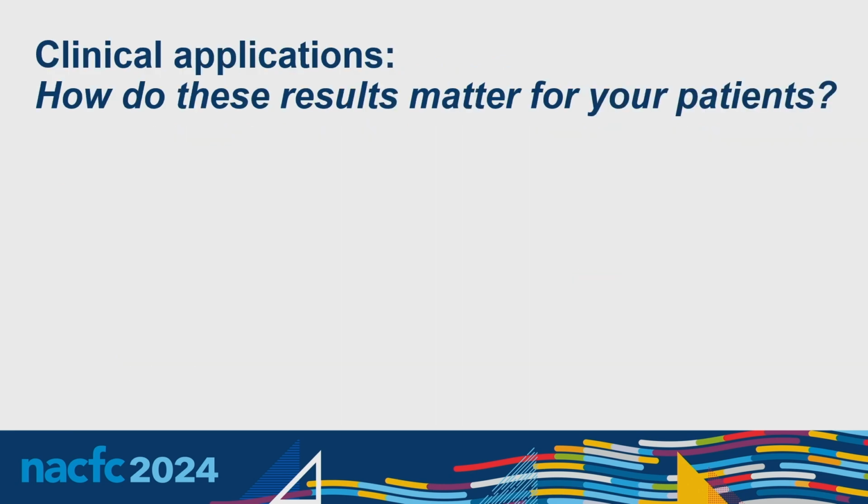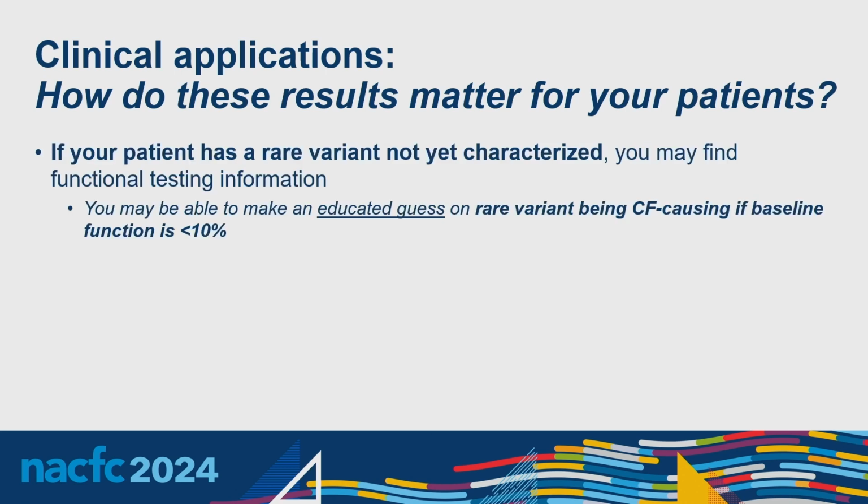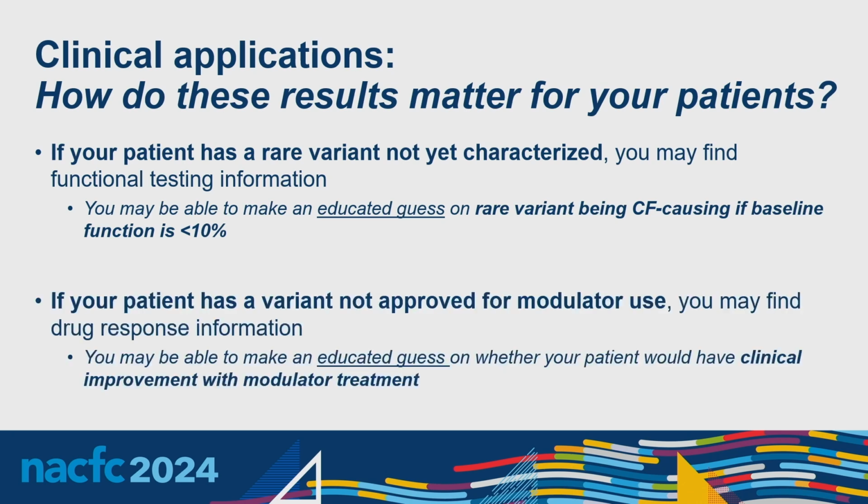So before we get into the results, how do these results actually matter for your patients? Well, if your patient has a variant that's not yet characterized, a rare missense, you may find functional testing information in here, and you may be able to make an educated guess on whether that rare variant is actually CF causing, if the baseline function is below 10%. If your patient has a variant not currently approved for modulator use, you may find drug response information. You may be able to make an educated guess on whether your patient would see clinical improvement with modulator treatment. And that's really the hope that this paper provides.